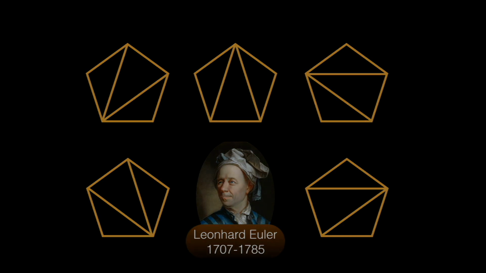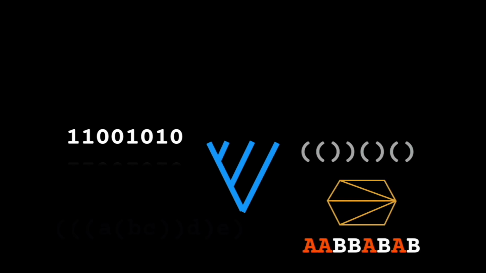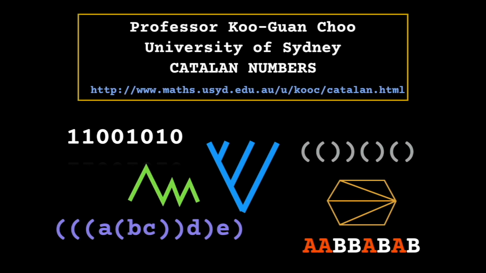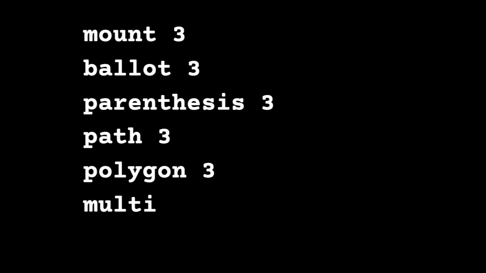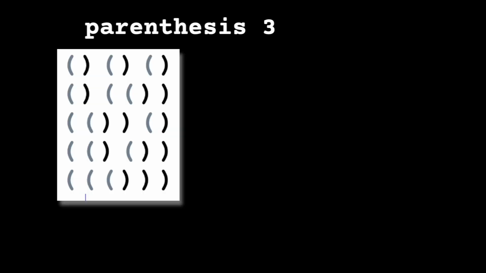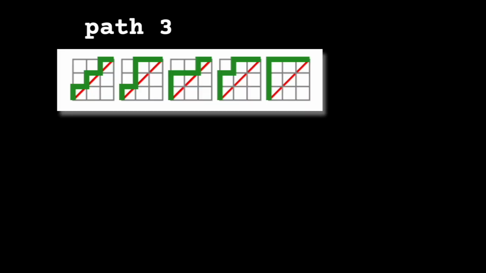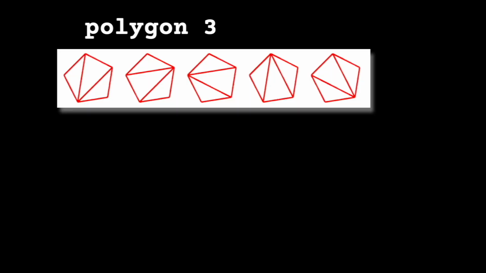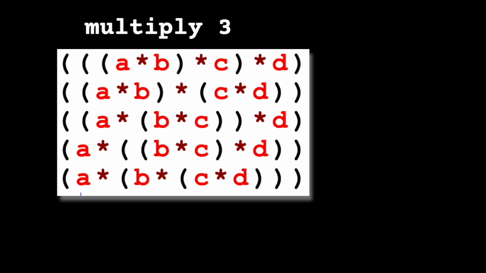If you are interested in how all these representations and more are related, you can check out the link from Professor Ku-Guan Chu, Senior Lecturer in the School of Mathematics and Statistics at the University of Sydney. Mount, ballot, parenthesis, path, polygon, multiply, and binary are all verbs that are available to display their respective Catalan views. In the next section, we'll look at how we might generate the numbers in the Catalan series without even needing to create the objects that we've been counting.